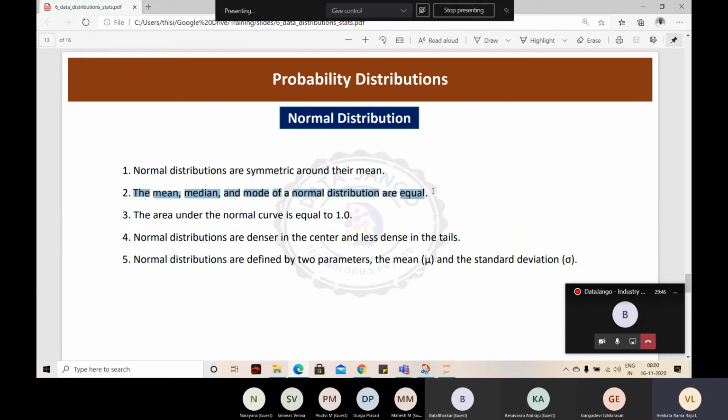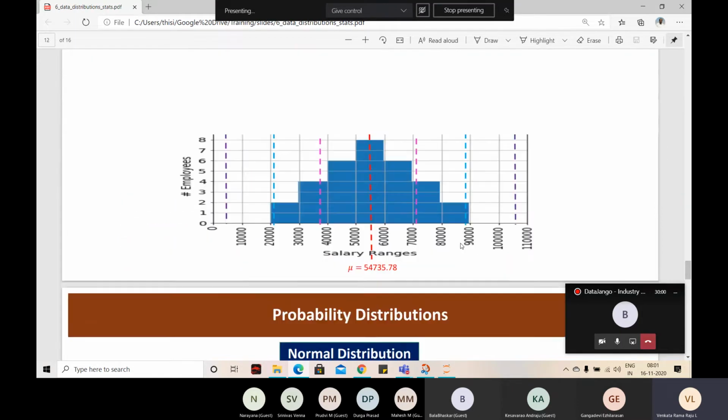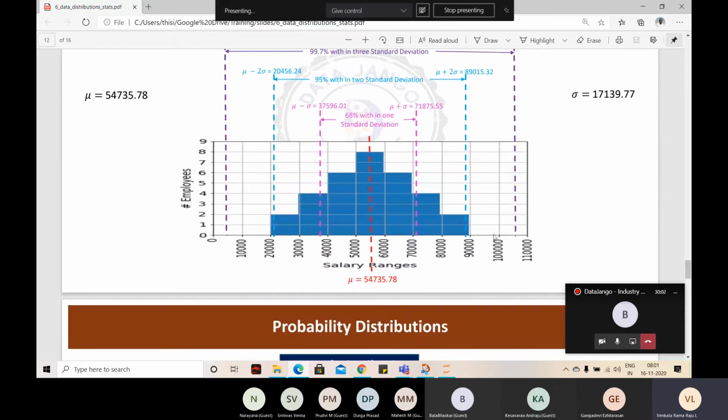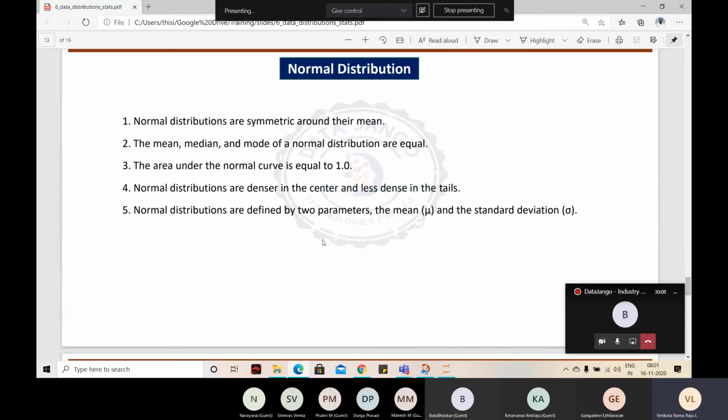And then mean, median, and mode of a normally distributed data are going to be the same, and the area under the curve is going to be 1. Normal distributions are denser in the center and less dense in the tails. What are tails? These edges are called tails, and this is the center. So we'll talk about left tail, right tail distribution, skewness and kurtosis and all that tomorrow.